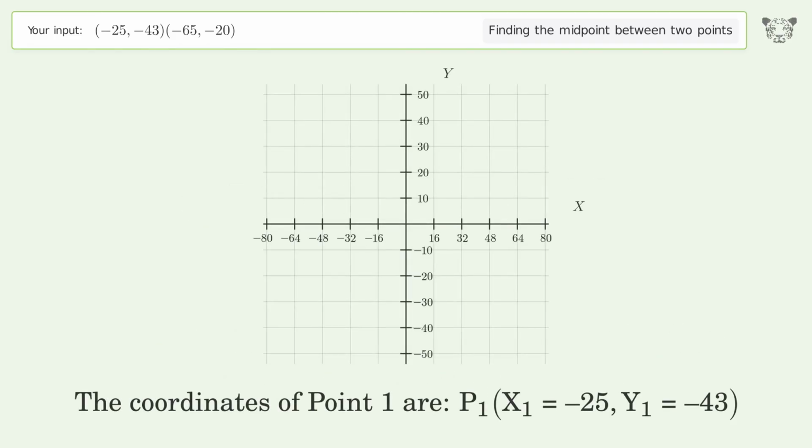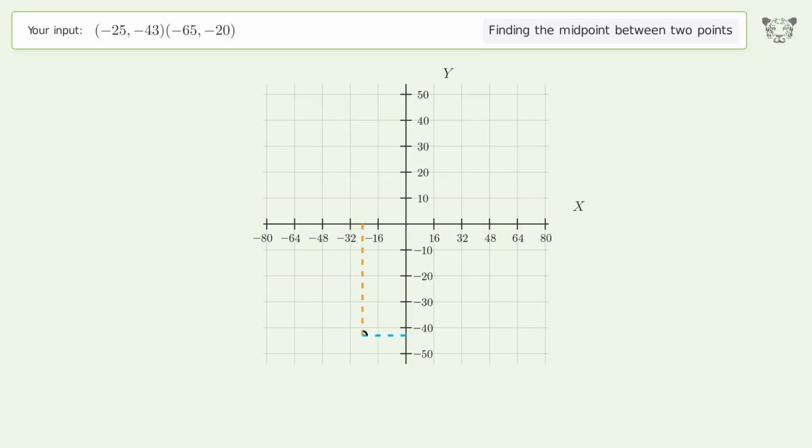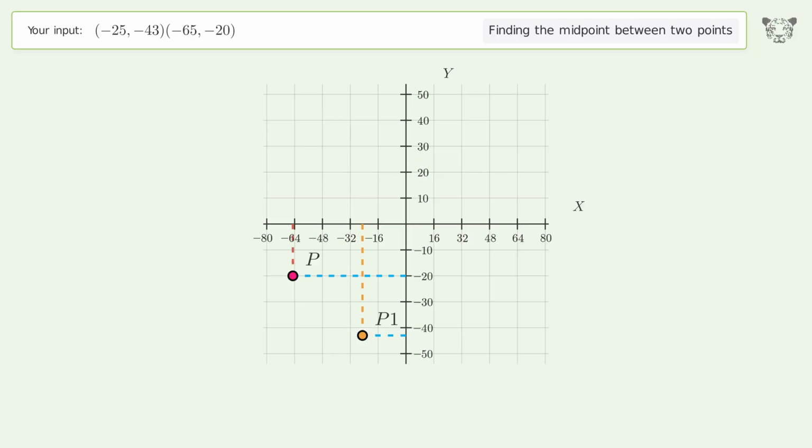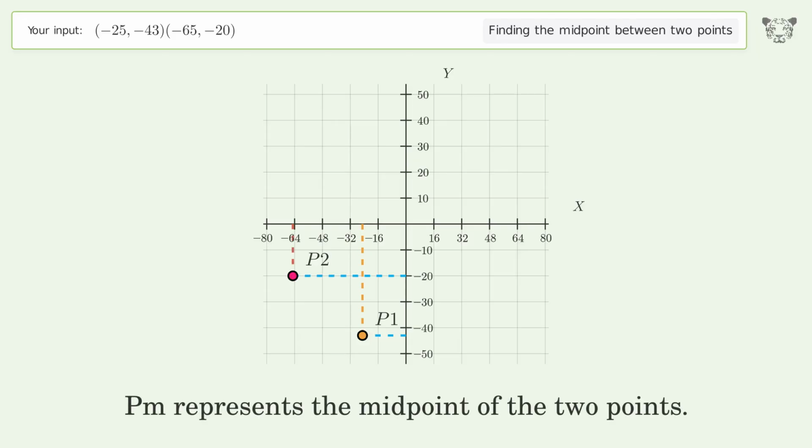The coordinates of point 1 are, x1 equals -25, y1 equals -43. The coordinates of point 2 are, x2 equals -65, y2 equals -20. PM represents the midpoint of the 2 points.